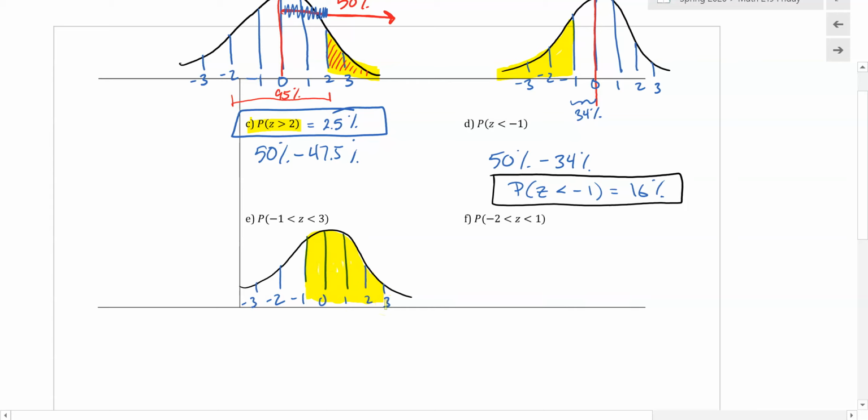Okay, let's do this last one before this thing crashes again. I've got a mean of 0, standard deviations 1, 2, 3 to the right, 3 standard deviations to the left, and I want to be here.